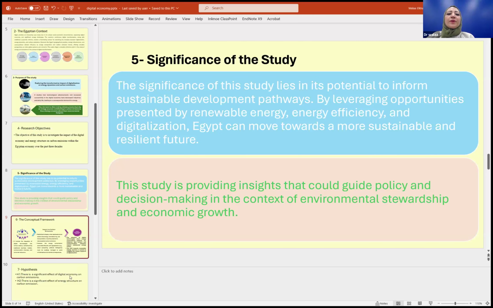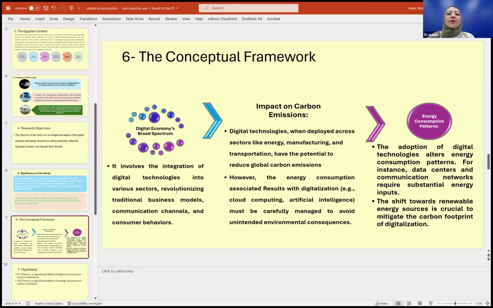The conceptual framework. Let's look at the first variable, digital economy's broad spectrum. It involves the integration of digital technologies into various sectors, revolutionizing traditional business models, communication channels, and consumer behaviors.